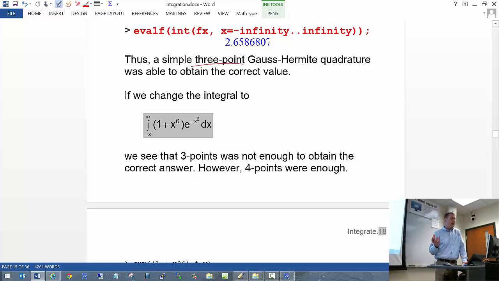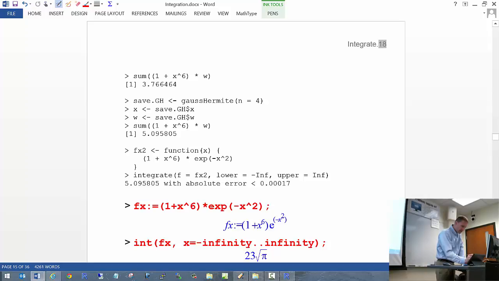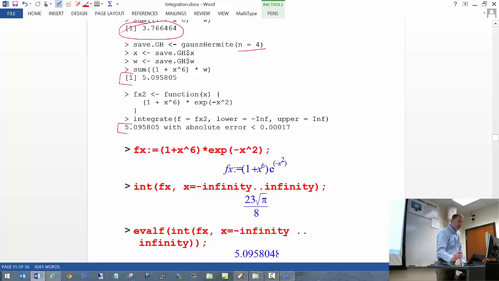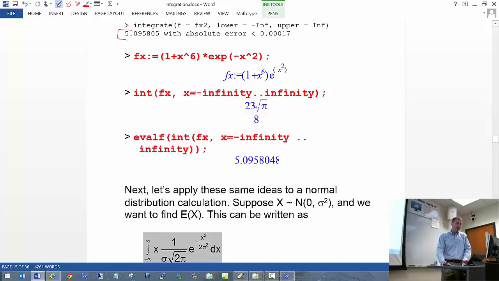Now, of course, that doesn't mean you're going to get the right answer all the time if you use 3 points. So let's say I change my function instead to 1 plus x to the 6th power for my g of x. 3-point quadrature, if you go through all the details, gives you 3.76. If I do 4-point quadrature, I get something quite different. I get 5.09. If I use the integrate function, 5.09. If I do it all symbolically, 5.09. So you can see, again, the more points of quadrature you have, the more likely you're going to get a good approximation.